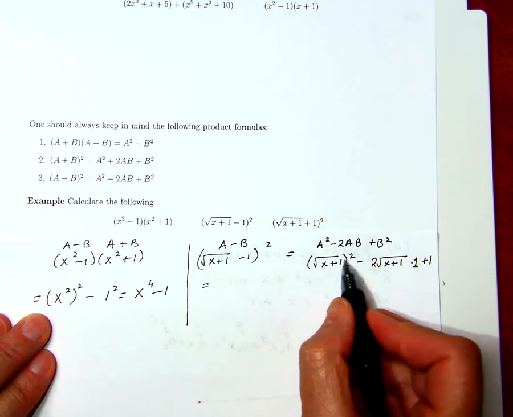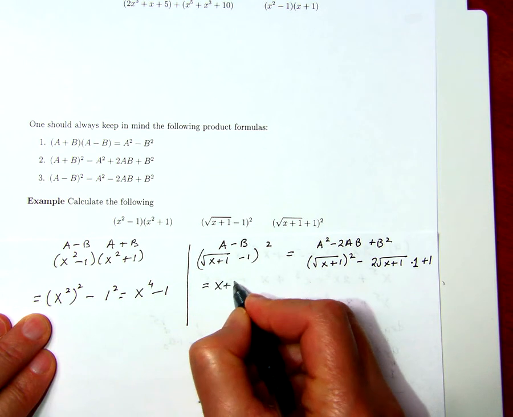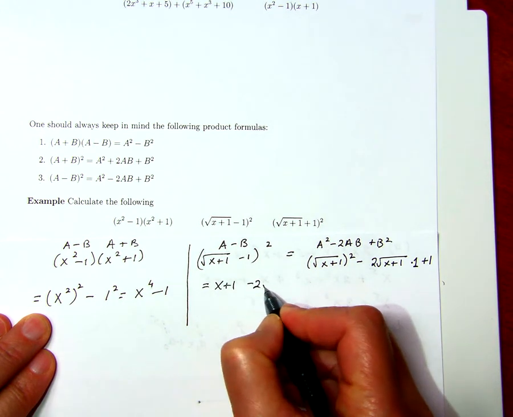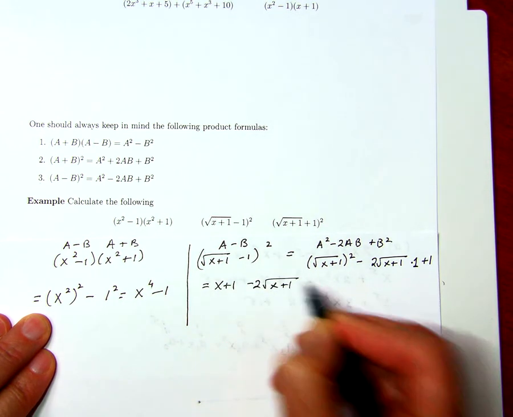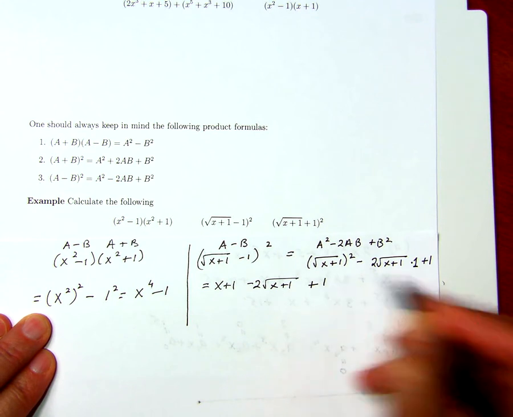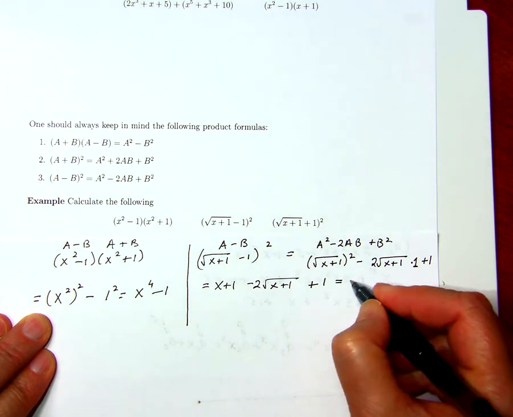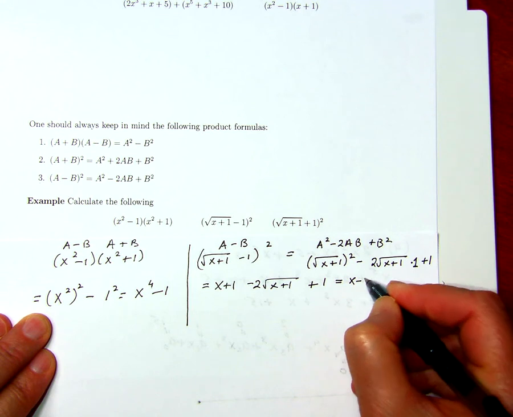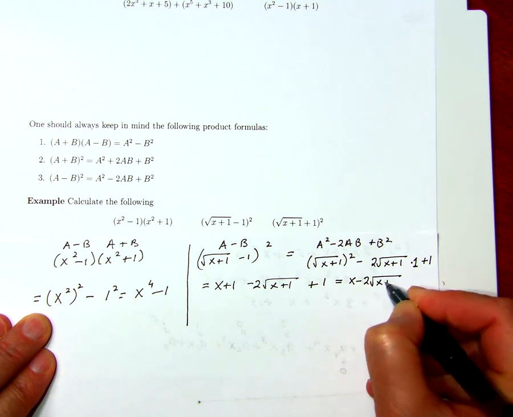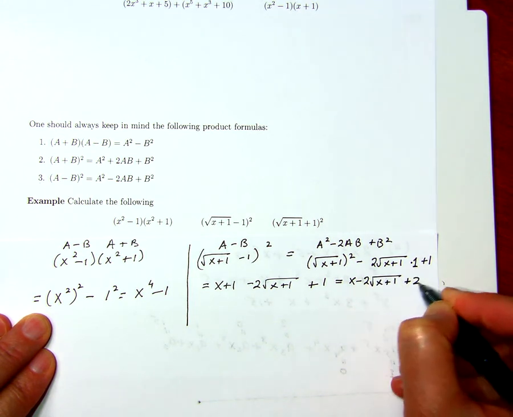This is equal to the square root of that squared, which is x plus 1, minus 2 times the square root of x plus 1, plus 1, and that's equal to x minus 2 times the square root of x plus 1 plus 2.